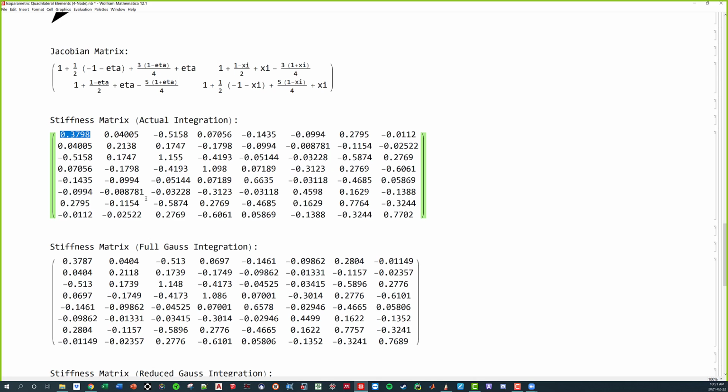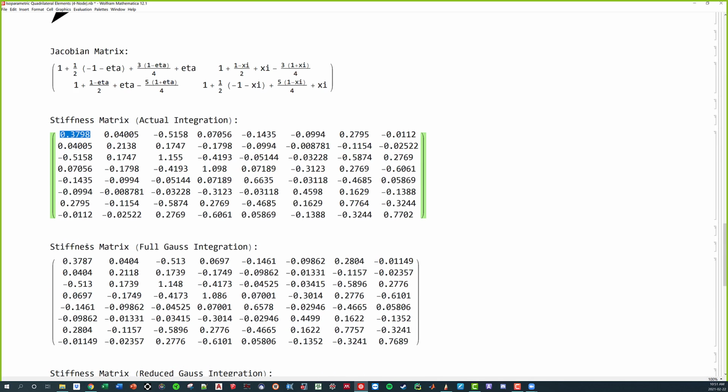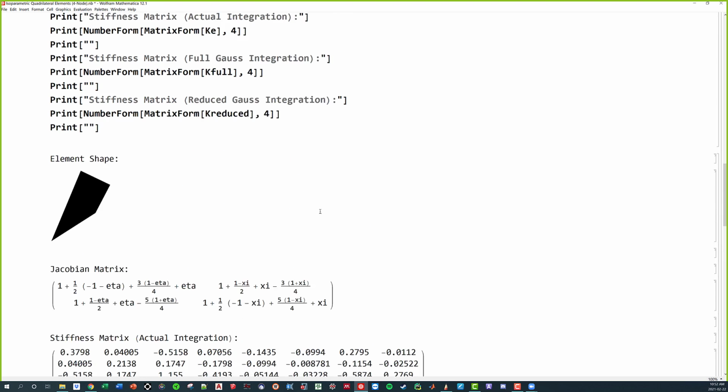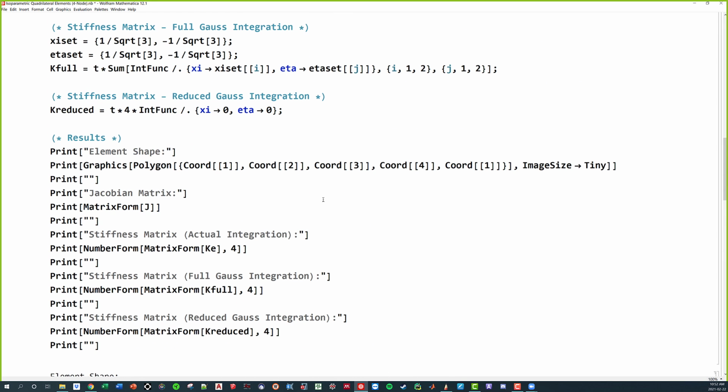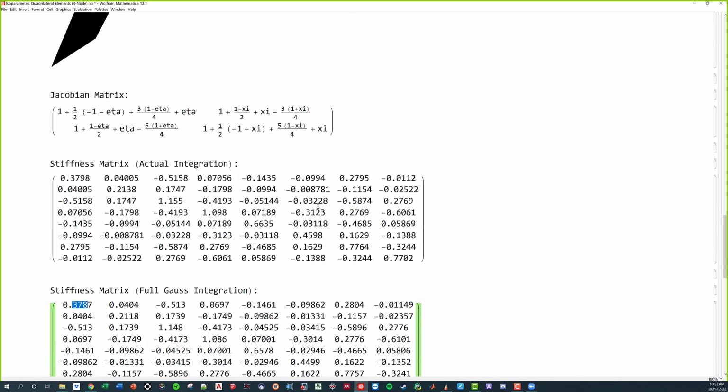So this is what I was saying. If we have a rectangular element or even a square element, our actual integration and our full Gaussian integration are going to be the exact same. But once our element is distorted a little bit, or in this case a lot, as we can see, they do not perfectly match, because again, this is now dealing with a radical rather than a polynomial function. Does that make sense to you guys? Hopefully. That's something important to realize later on.